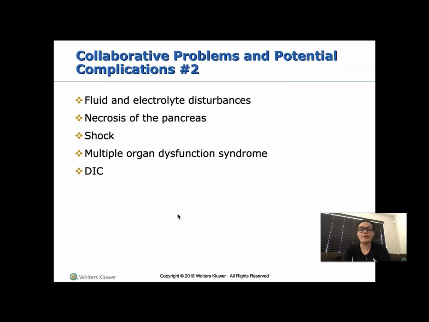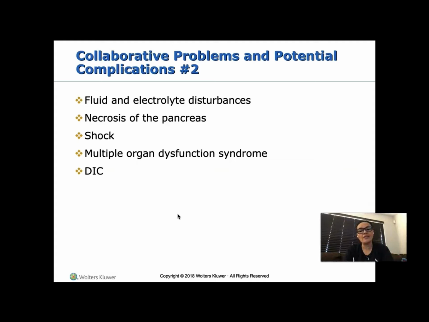All right. Collaborative problems and potential complications. So fluid and electrolyte disturbance. This is where, as you're studying, pause with each one of these. Start thinking to yourself and write these things down. What kind of fluid and electrolyte imbalance would I be seeing?